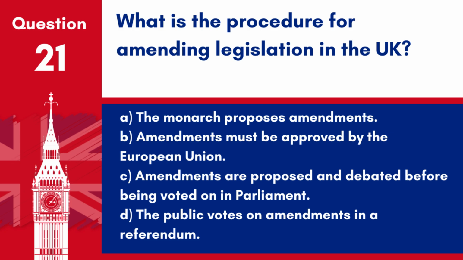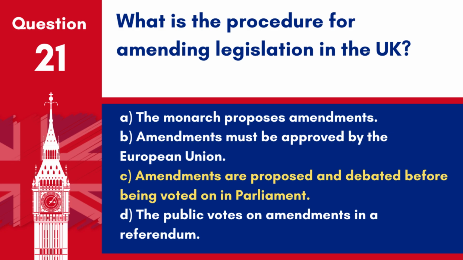A. The monarch proposes amendments. B. Amendments must be approved by the European Union. C. Amendments are proposed and debated before being voted on in Parliament. D. The public votes on amendments in a referendum.